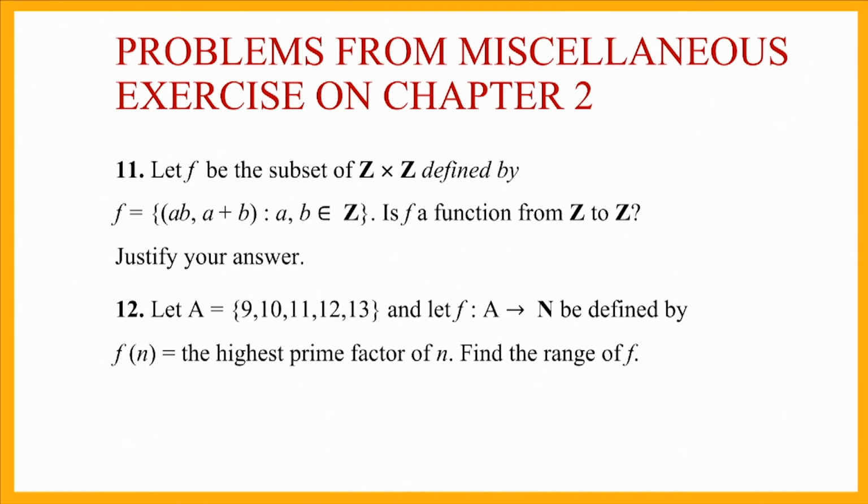Says A has got elements, and he says the function is from A to N, meaning this is the domain, but the codomain is the set of natural numbers, and he defines f(n) as the highest prime factor of n. Find the range of f.